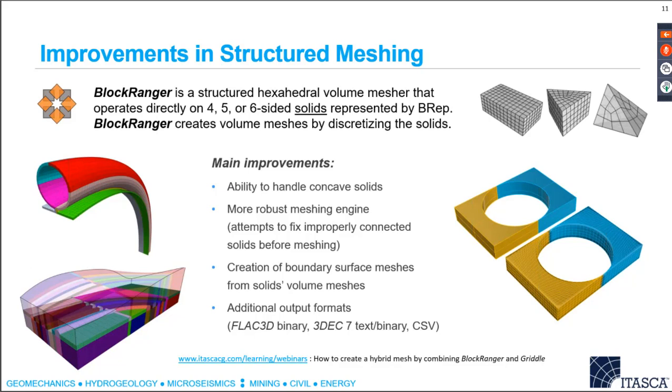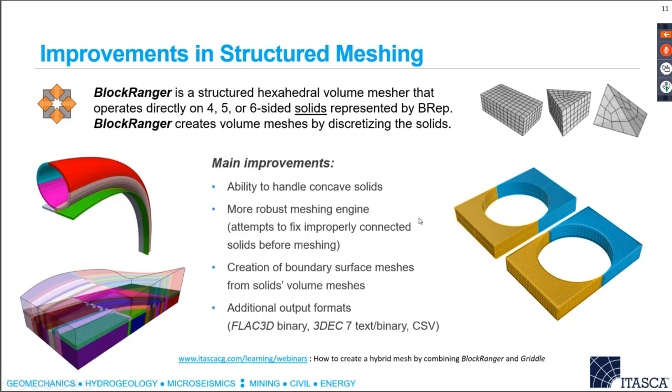Block Ranger is a structured hexahedral volume mesher that operates directly on 4, 5, or 6-sided solids represented by BREP objects, or boundary representation objects. Essentially, this could be tetrahedrons, objects topologically equivalent to tetrahedrons, prisms, or pyramids, and hexahedrons. And Block Ranger directly creates volume meshes by discretizing such solids.